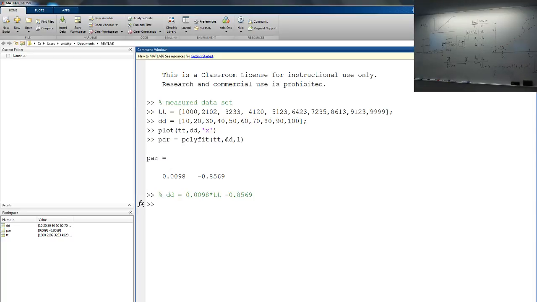And next we can calculate what the data points are if we use this model, so what kind of values we get from the model. That will be DDM, like D model. We can do the polynomial evaluation with these parameters, par, on the same measurement data points. There.